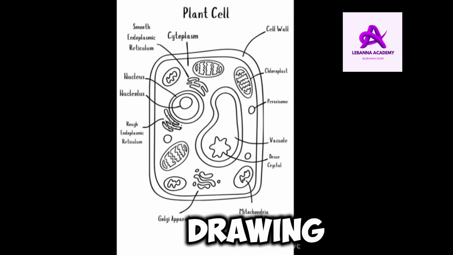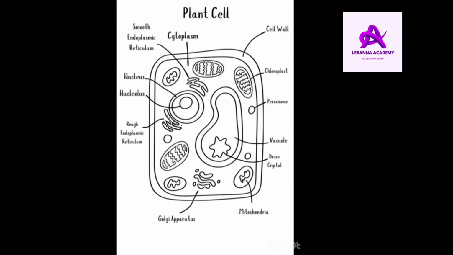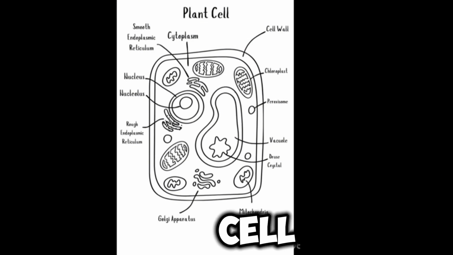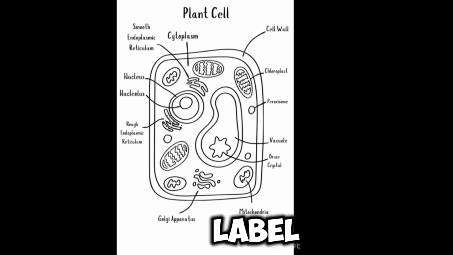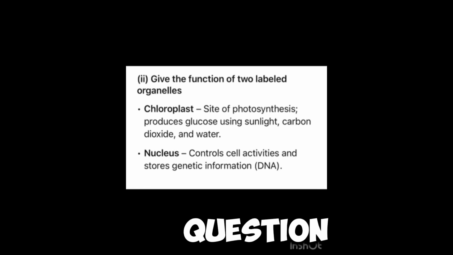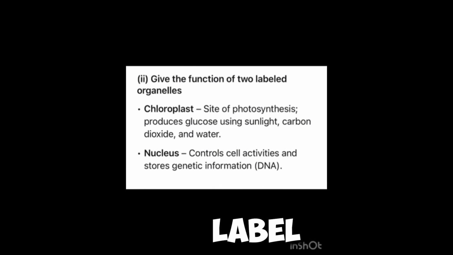As you can see, the drawing of a plant cell has cytoplasm. These are the labels: cell wall, chloroplast, ribosome, rough endoplasmic reticulum. This is the labeled diagram of a plant cell. Study it carefully. And then the next question says, give the functions of two labeled organelles.